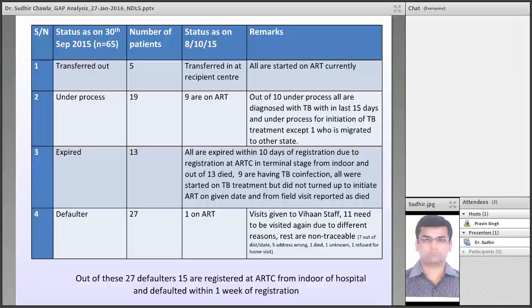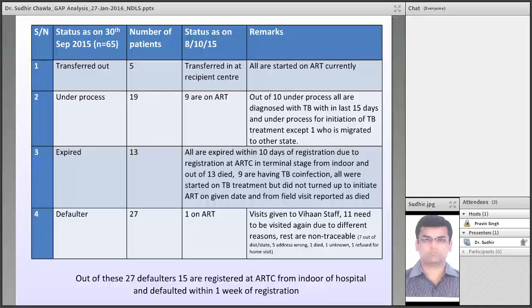Now, about the 27 defaulted patients: one was started on ART on the date of visit, and for the other patients a Vihan visit was done. Some have to be visited again for different reasons. So again I understand that there is some part missing at the level of Vihan staff, that 11 patients need to be visited again. They were not visited because they agreed to come but did not turn up, or they were not available at home at the time of visit. So these patients have to be visited again.